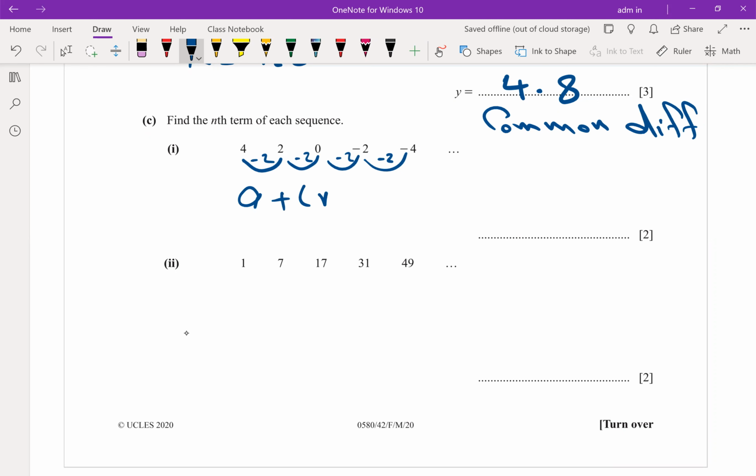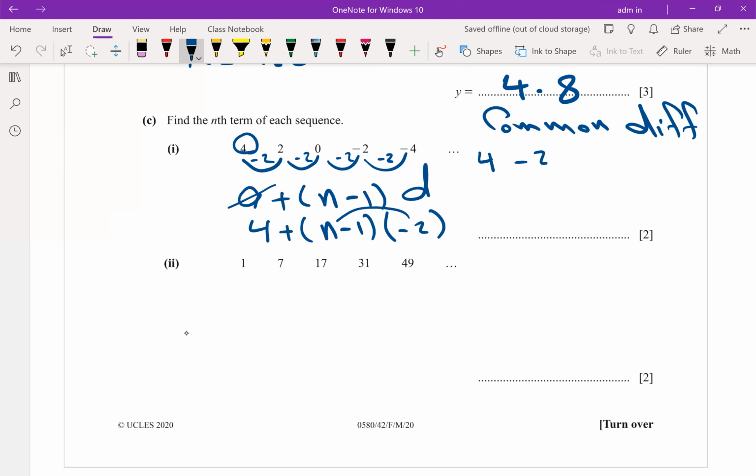How to find the nth term? A plus n minus 1 into d. What is the value of a? a is the first term. Remove a and write 4 plus n minus 1. The common difference is -2. Simplify your expression: 4 minus 2n plus 2. The final answer: minus 2n plus 6. This is the nth term.